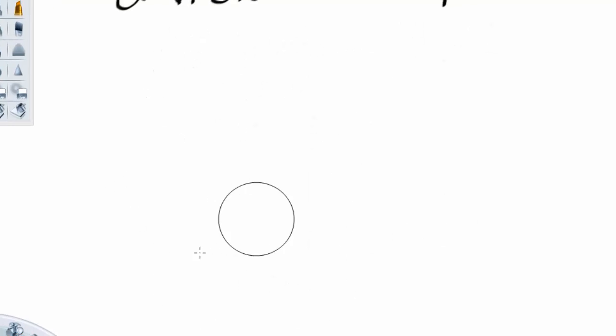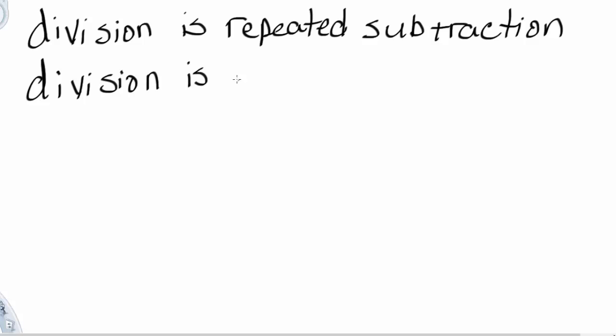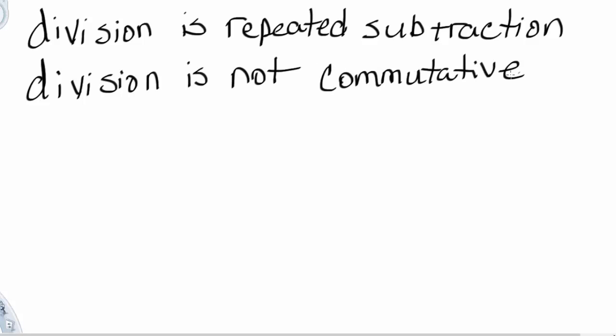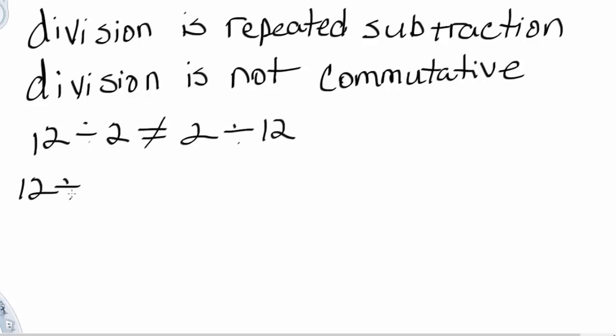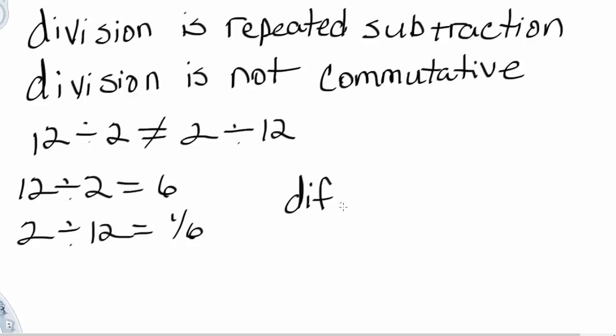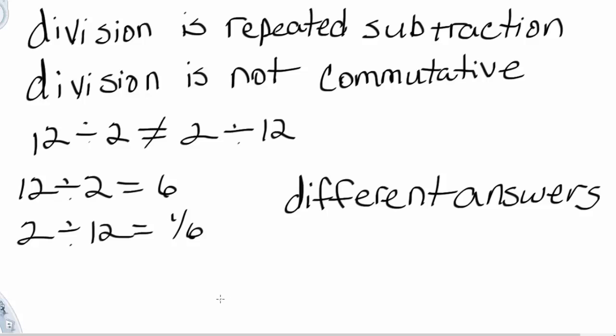One thing we have to remember is that division is not commutative. So we can't move the numbers around and get the same answer. 12 divided by 2 does not equal 2 divided by 12. In fact, 12 divided by 2 is 6, and 2 divided by 12 is 1/6. 6 and 1/6 are different numbers, and therefore different answers. So don't switch the numbers around in a division problem. You'll get a different answer if you do.